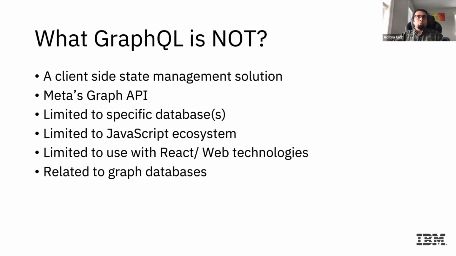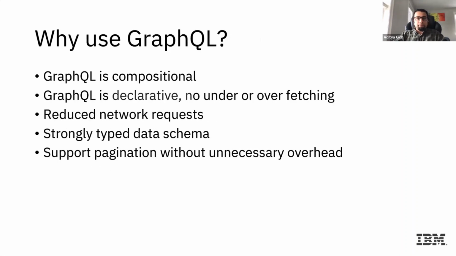So now we know what GraphQL is and what it is not. We can talk more on why we should use it. So GraphQL is compositional. What I mean by that is a GraphQL query itself is a hierarchical set of fields. You shape a query exactly based on the data you want to return.